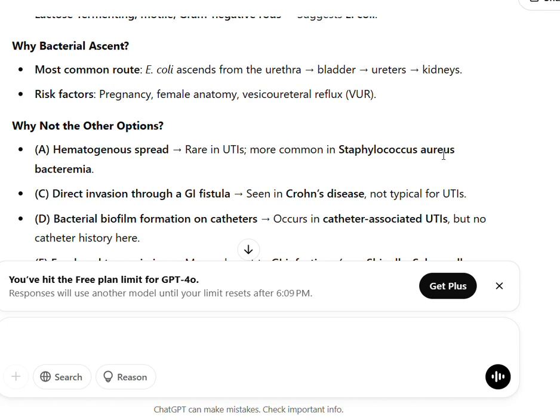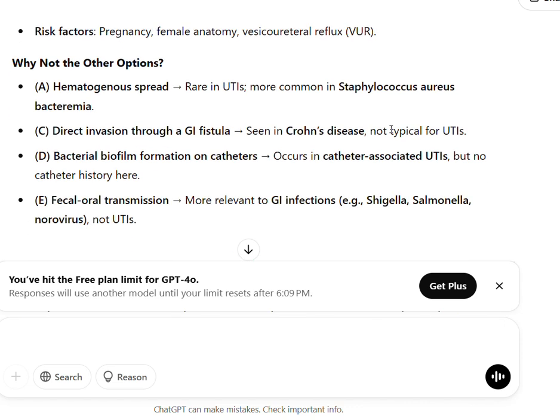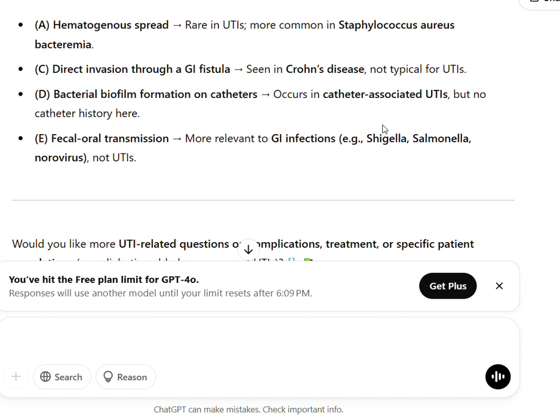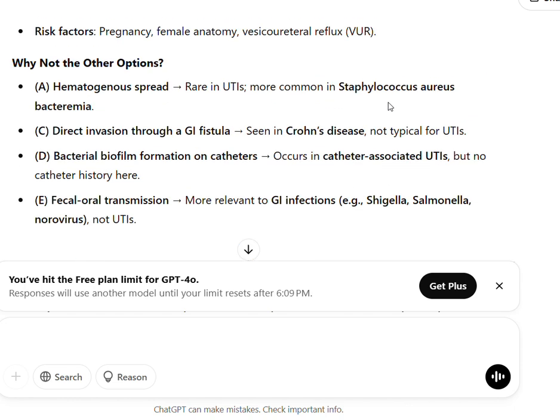Why not the other options? A. Hematogenous spread is rare in UTIs, more common in Staphylococcus aureus bacteremia. C. Direct invasion through a GI fistula is seen in Crohn's disease, not typical for UTIs. D. Bacterial biofilm formation on catheters occurs in catheter-associated UTIs, but there is no catheter history here.